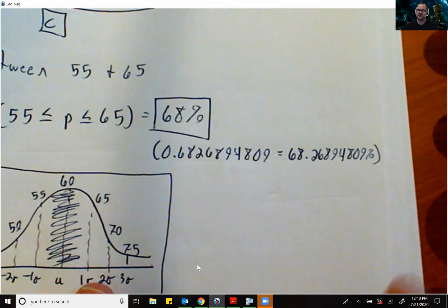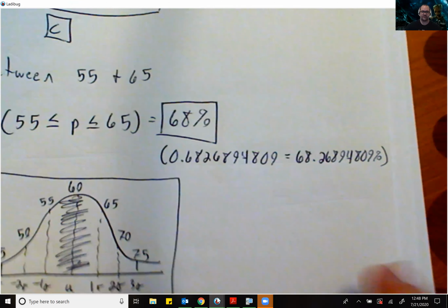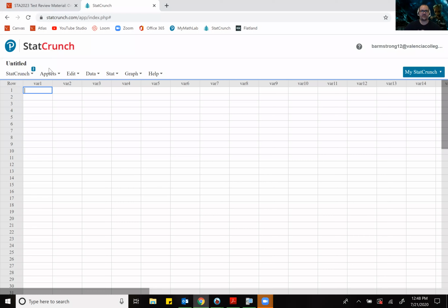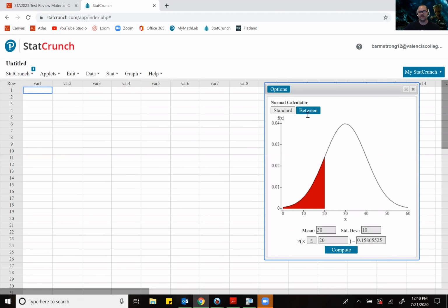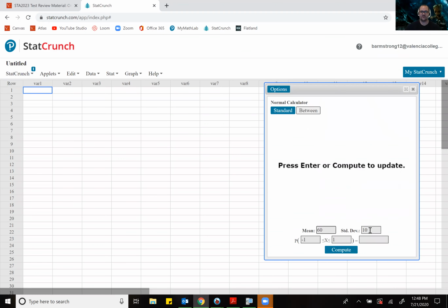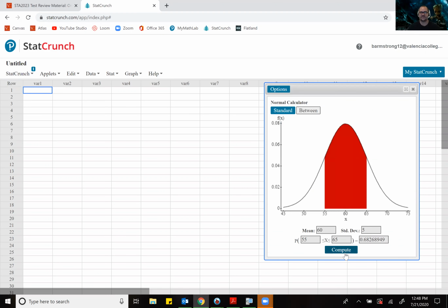So 68%. If you did it in StatCrunch, we can actually bring up what we just had a moment ago, the normal calculator. And this time we're going to hit between, and you'll put in the 60, the 5. This one is now 55. This one is now 65. And there it is. Same decimal that we had a second ago.